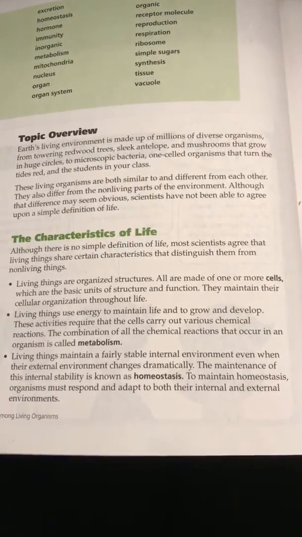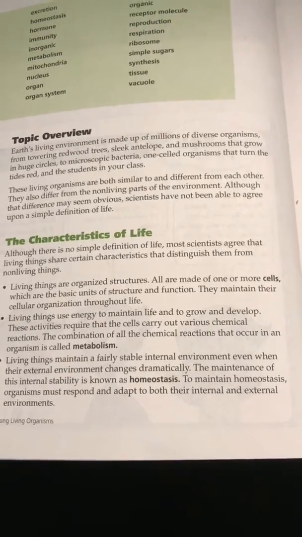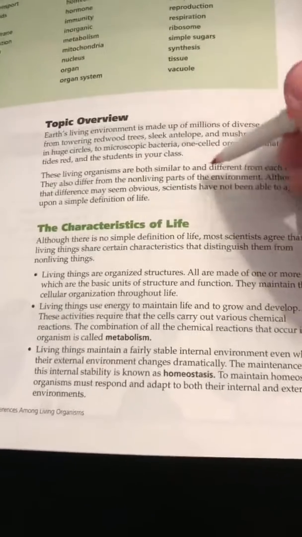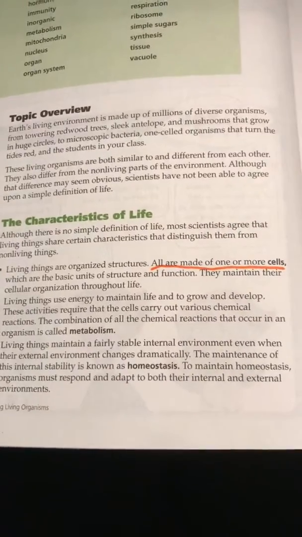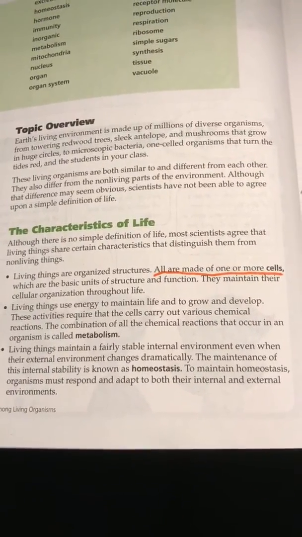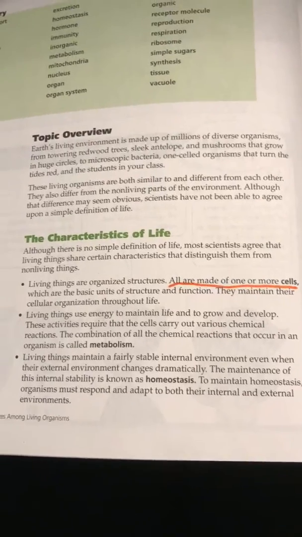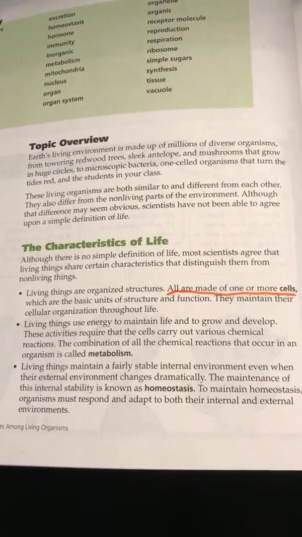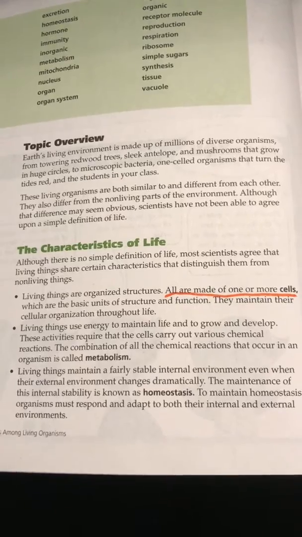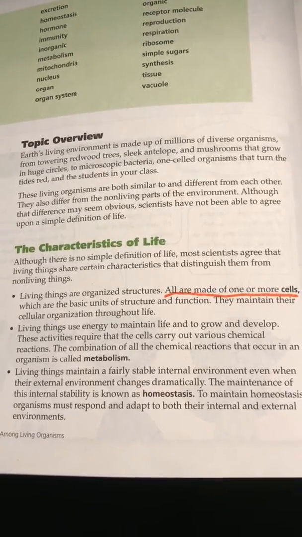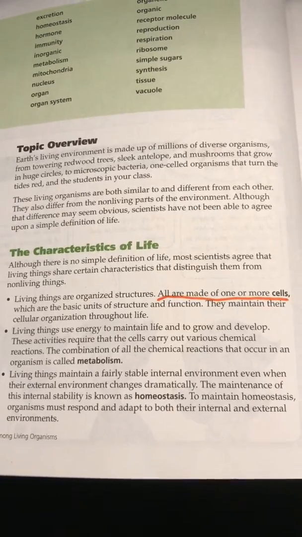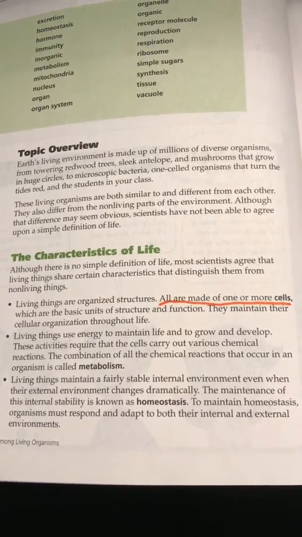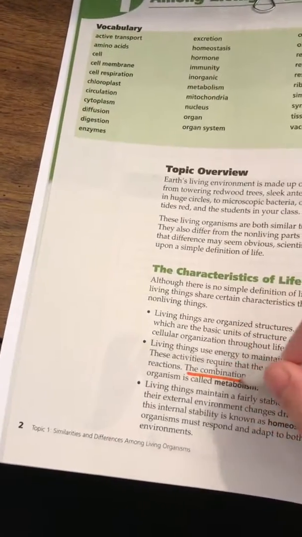Living things are organized structures. All are made of one or more cells, which are the basic units of structure and function. They maintain their cellular organization throughout life. Living things use energy to maintain life and to grow and develop. These activities require that cells carry out various chemical reactions. The combination of all the chemical reactions that occur in an organism is called metabolism.